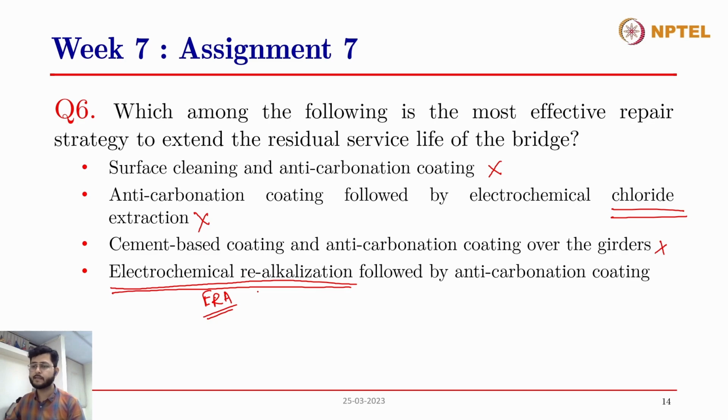The pH will be high, therefore the passivating film around the steel reinforcement will be restored, and therefore it will prevent the steel from getting corroded. After that, we can apply the anti-carbonation coating. And in this electrochemical realkalization process, what essentially is done is again very similar to the electrochemical chloride extraction process. So I'll draw the same diagram again. Only it is a change of the electrolyte. That's all.